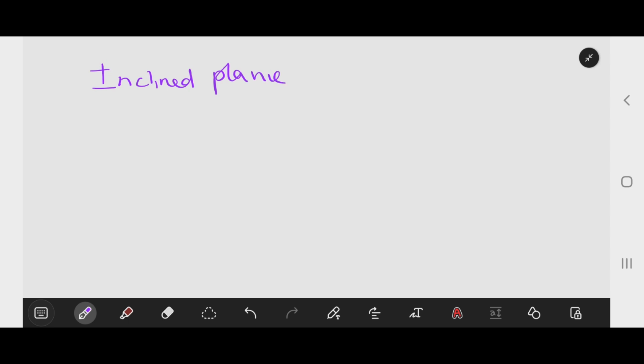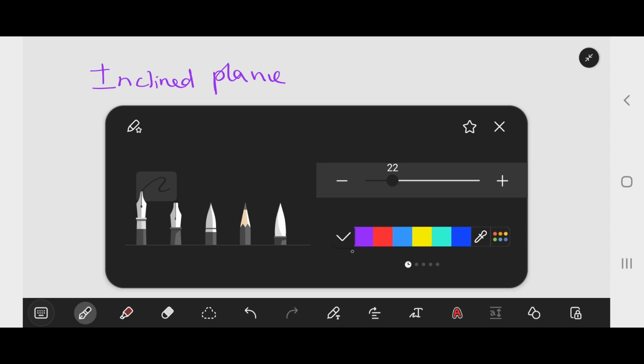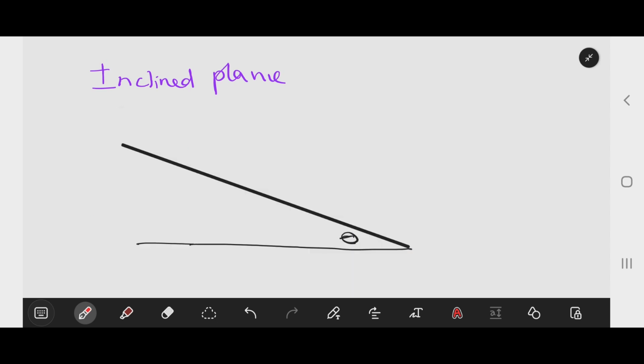Okay, so suppose we have a surface which is inclined at an angle theta, okay? And we have an object of mass m sliding down the incline. Let's say it is sliding on a rough surface. All right, so now we want to calculate our normal force for this object, right?